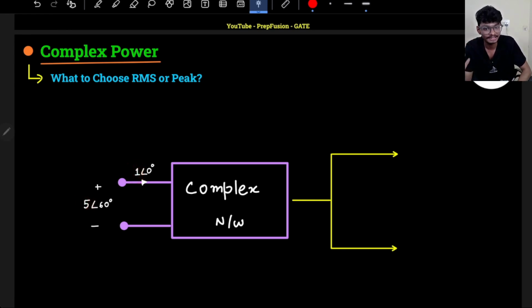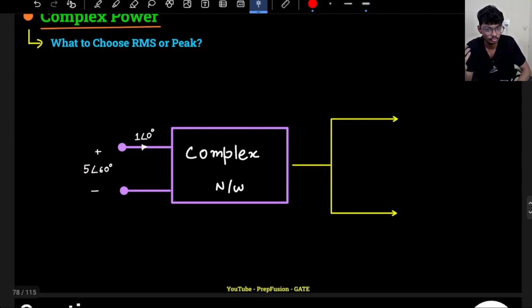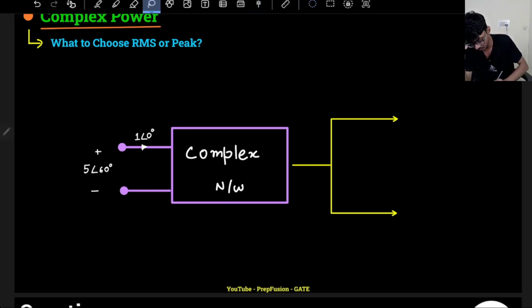But in case, sir, what if they don't tell you? There is no way to find out, right? Then whether this 5 is the peak value of the sinusoid or the RMS value of the sinusoid, by default, what will be the problem if you go ahead with the peak value, right?